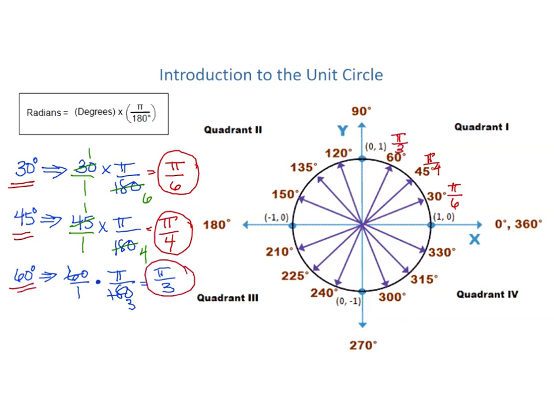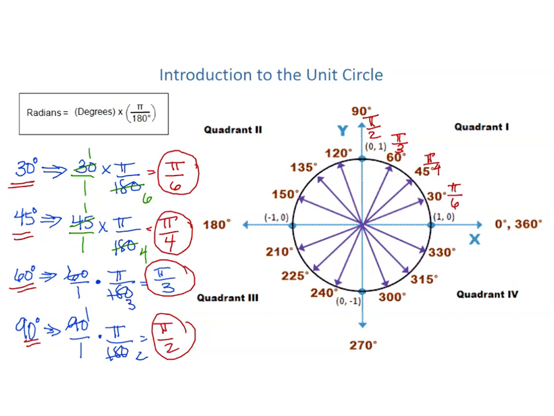So 60 degrees is pi over 3. And let's just do one more. So we've got that whole first quadrant done. 90 degrees, I'm going to do 90 times pi over 180, do some canceling, and I get pi over 2. So 90 degrees is pi over 2.